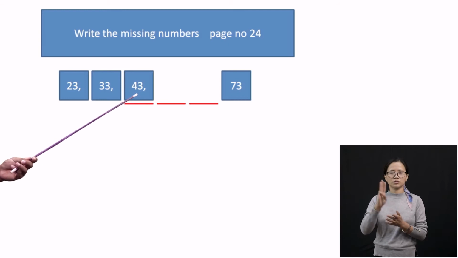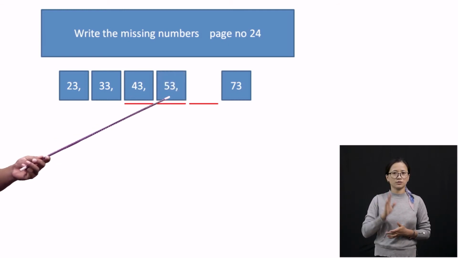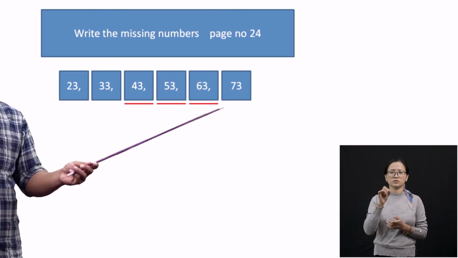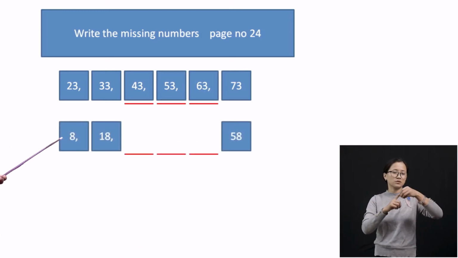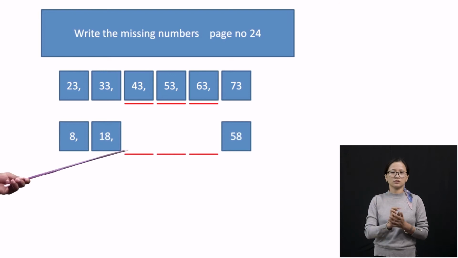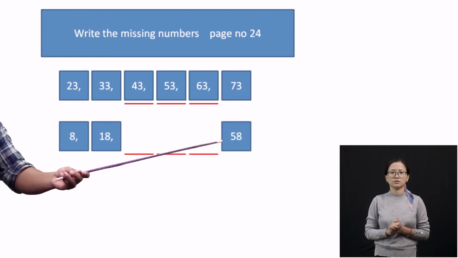The next number will be 53. The next number will be 63. All right, children? Now, if you look at the next question, there's 8, 18, dash, dash, dash, and 58.